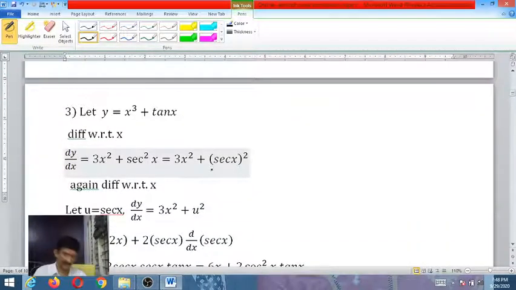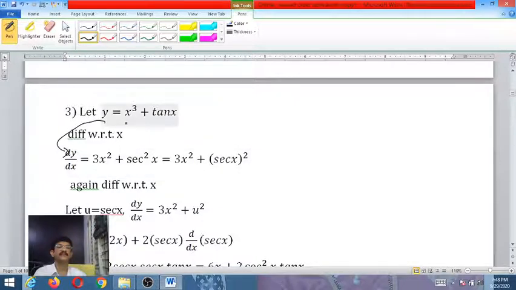Come to the third problem. y equals x cube plus tan x. Differentiate with respect to x. So this y becomes dy by dx. If you differentiate one time, x cube gives 3x square, and the derivative of tan x is secant square x. We can write this secant square x as secant x whole square.